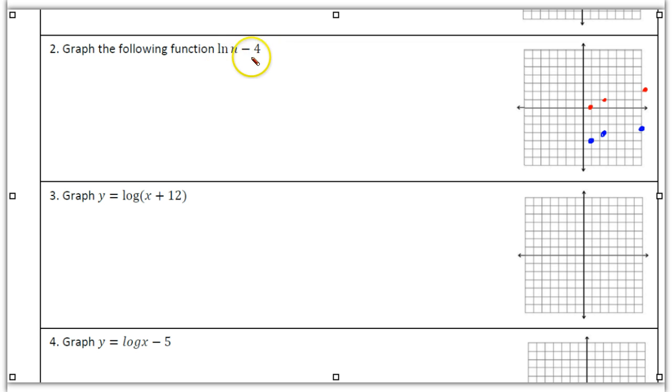Notice it's not in parentheses. If it were in parentheses it would have shifted to the right. But being like this without a parenthesis, we're just shifting that down 4 units. So our graph then will look, keeping in mind that's our y-asymptote, sort of like that. This would be without the minus 4. So again, our y-axis is our vertical asymptote.